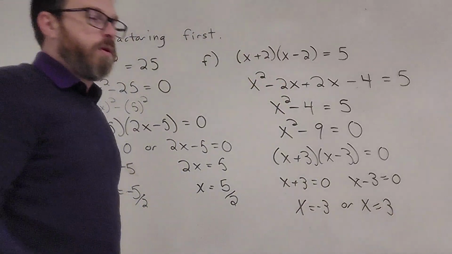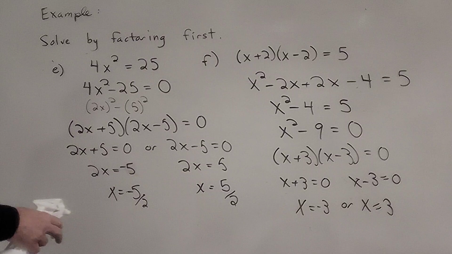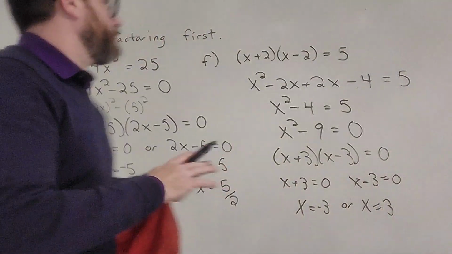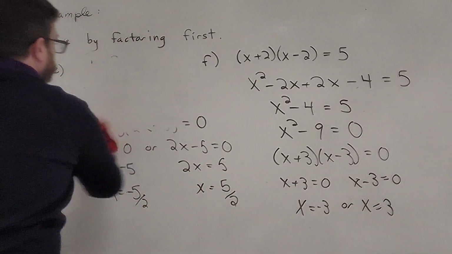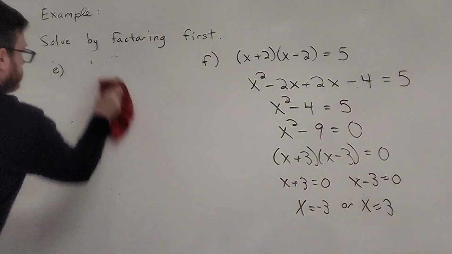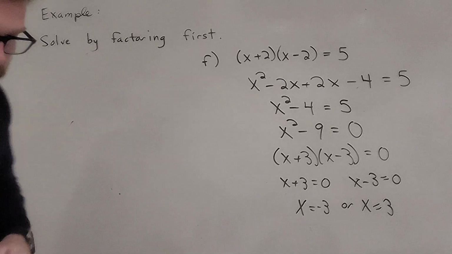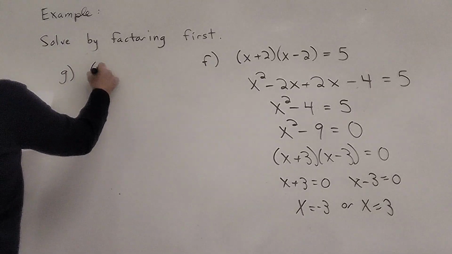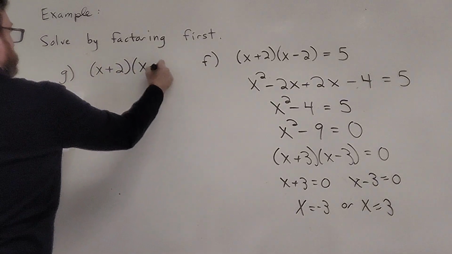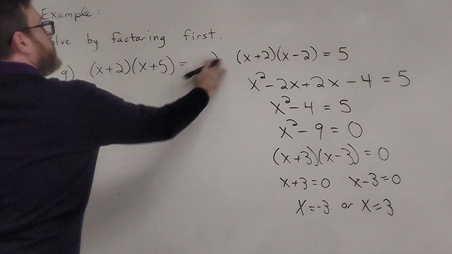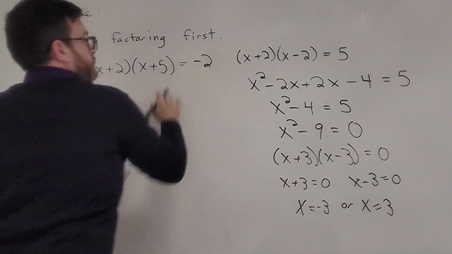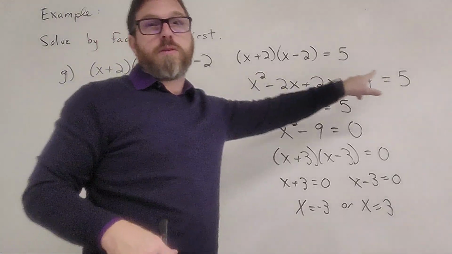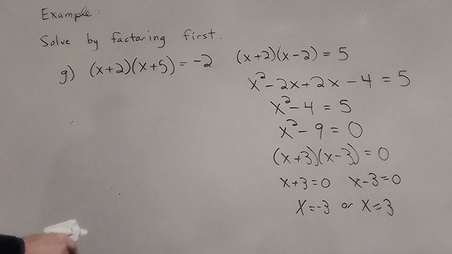And how about one more example, something similar to that for good measure. So one that's maybe not a difference of squares. So how about x plus 2 times x plus 5 is equal to, say, negative 2. So very similar to this, I have something that's factored equal to a non-zero number. So again, it's not useful to us.